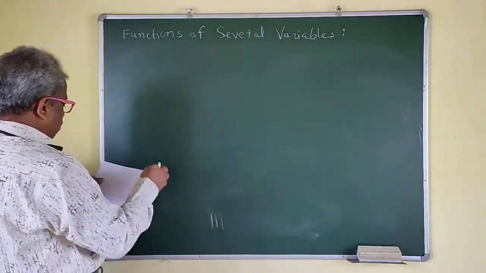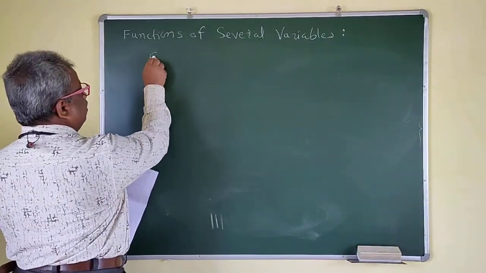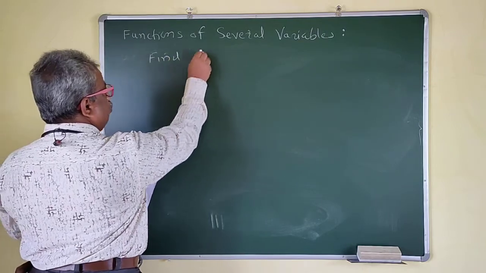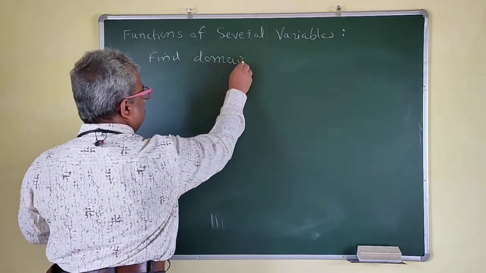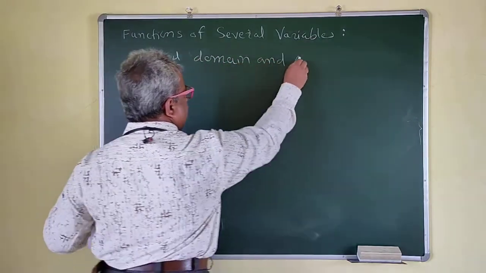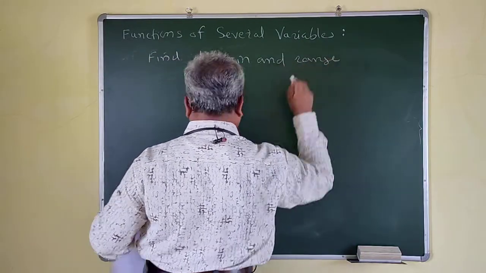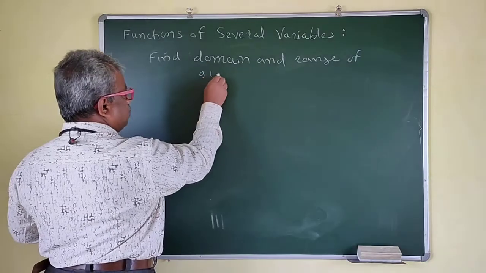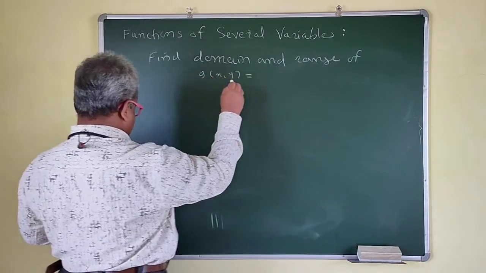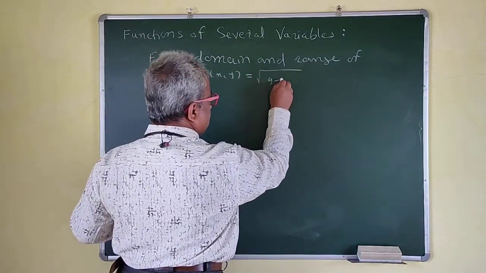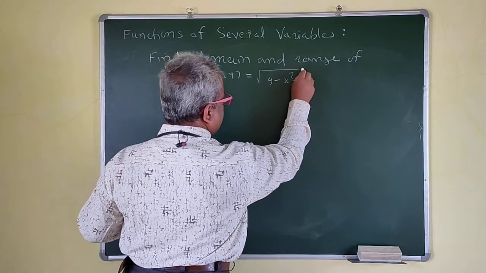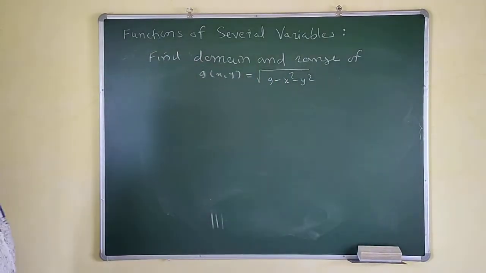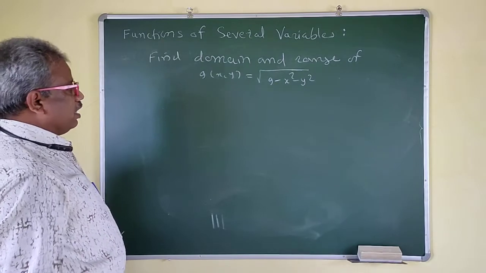Now next problem. Find the domain and range of g of x y equal to root of 9 minus x square minus y square. You have to find both the domain and range of this function.